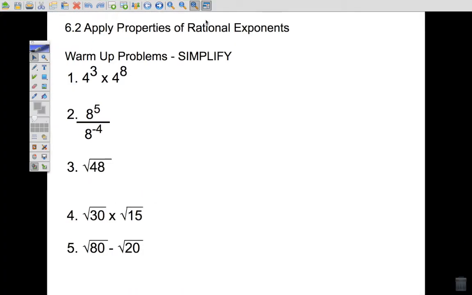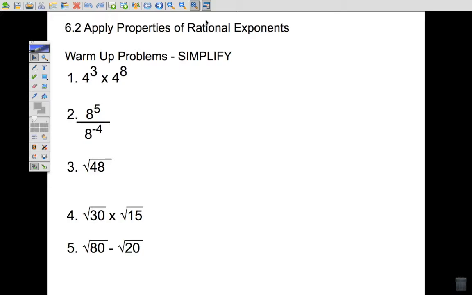Today's lesson is applying exponent properties with rational numbers. So take a look at the warm-up problems. These problems should help you review all the exponent properties that you learned in your Algebra 1 class. Number 1, when you're multiplying the same base, you're simply going to add the exponents. Answer is 4 to the 11th power.